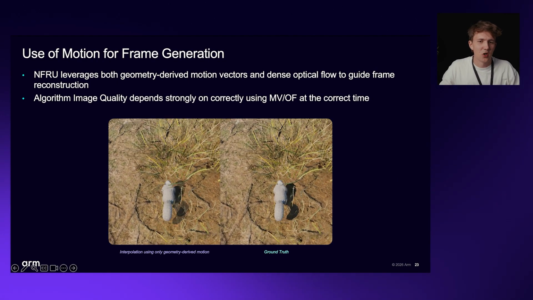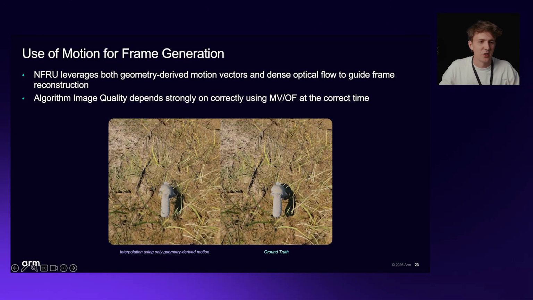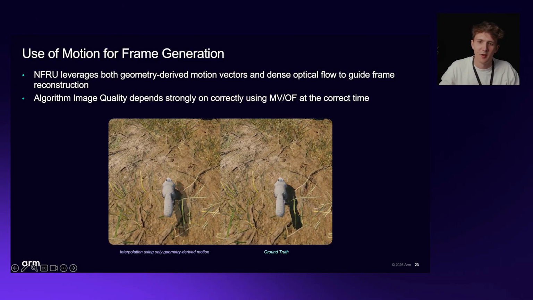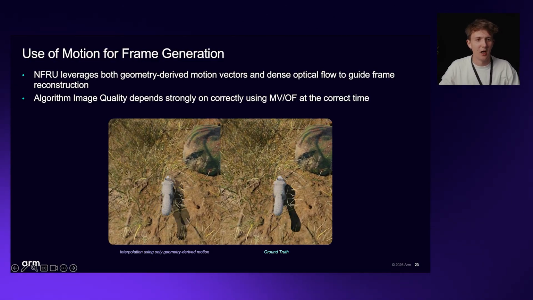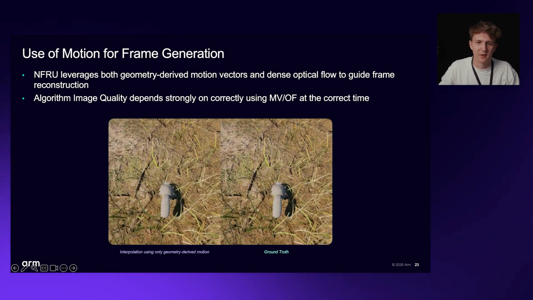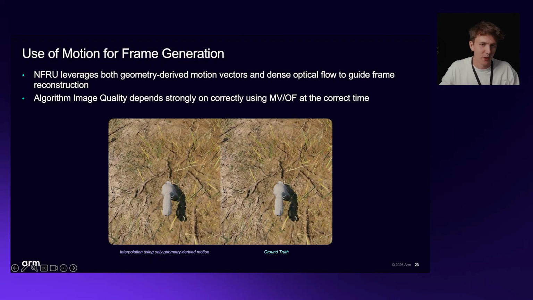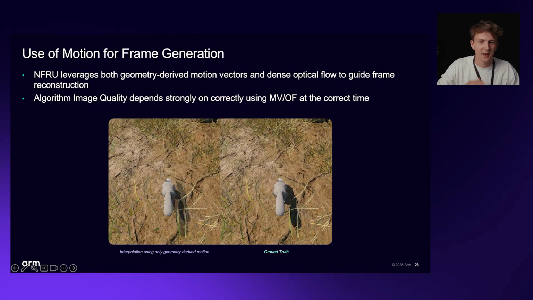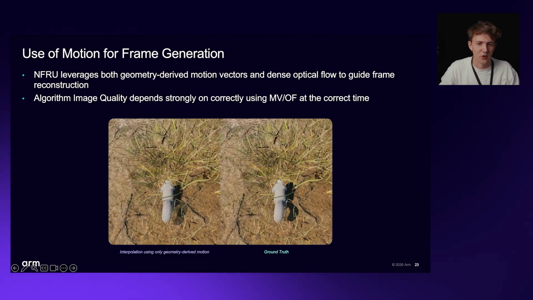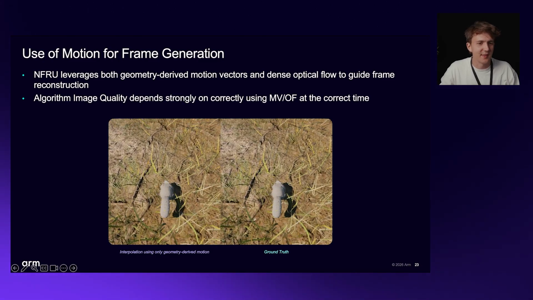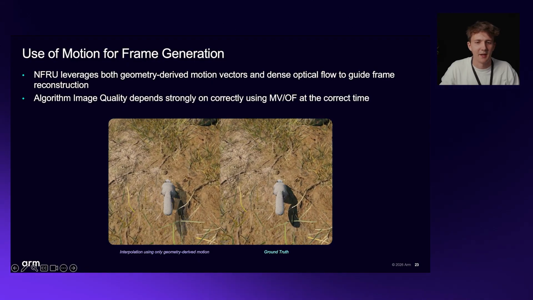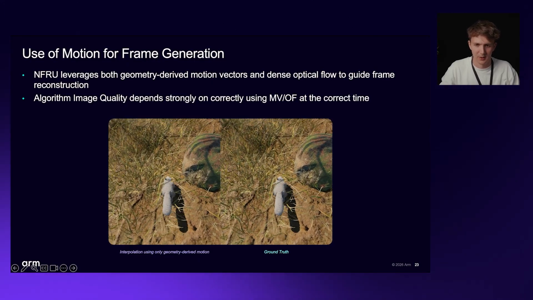This is an example to try and bring this to life, and shows a little bit about why we can't rely on geometry-derived motion alone. On the left, this is an interpolation run through NFRU using only geometry-derived motion, so motion vectors. You can see they describe the geometry well, but don't capture the shadow, and the result is a very flickering, beating artifact on the shadow when compared with the ground truth. Optical flow gives us this additional appearance-based motion information, including this motion from shadows, and enables us to become much closer to the ground truth.